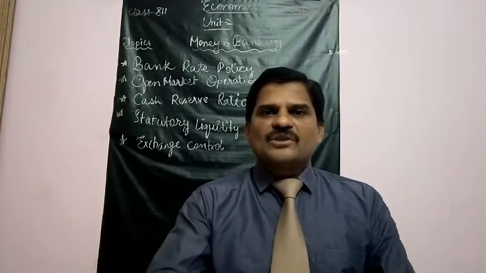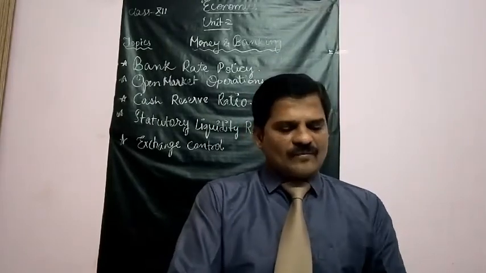To whom are they selling? To the public they are selling. If they want to purchase, buying, from whom will they purchase? From the public. So buying and selling of government securities through the central bank to the public or from the public is called OMO, or open market operations. Students, now I am going into detail.